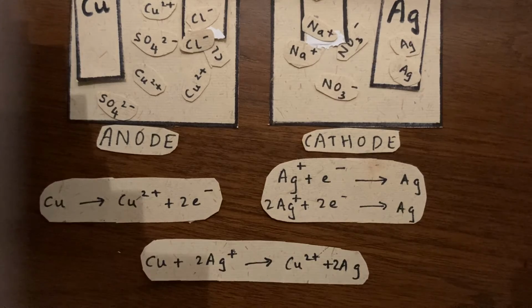Cu + 2Ag+ gives Cu2+ + 2Ag, which means that we start off with copper and silver ions and we end up with copper ions and silver. This is the net redox reaction that is taking place, which shows the transfer of electrons from copper to silver across the conducting wire, which provides an electric current, which is what these voltaic cells are used for.